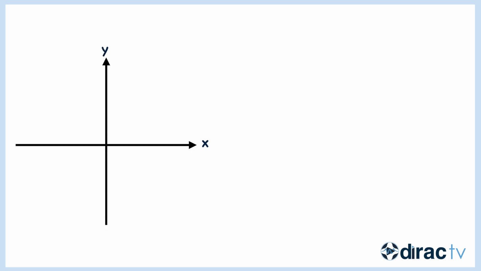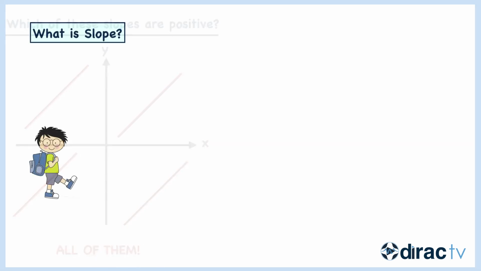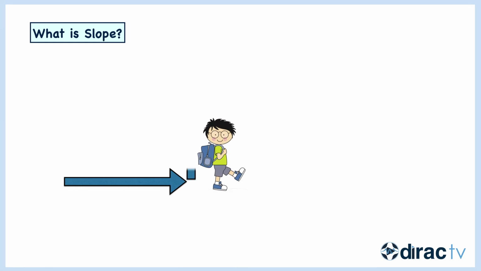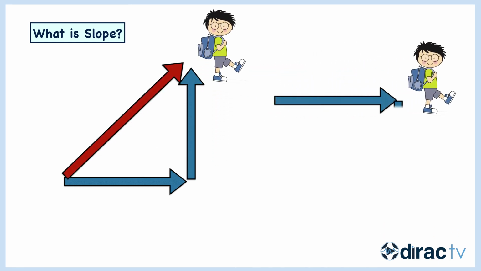Speaking of slopes, let me ask you this. Which of these slopes is positive? All of them. Here's how to understand it. How did I define a slope? I asked how much you'd ascend when you took a step, or how far you'd descend.